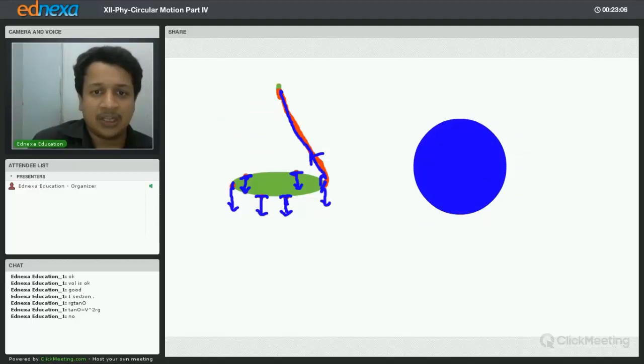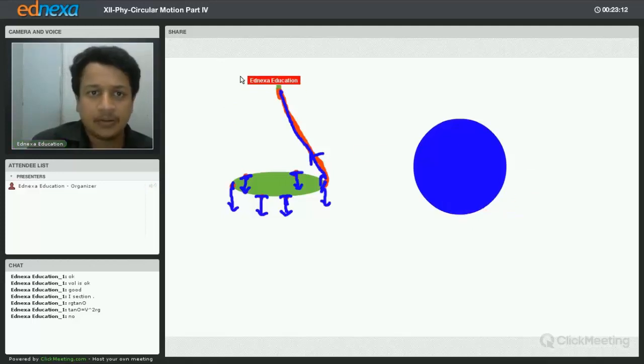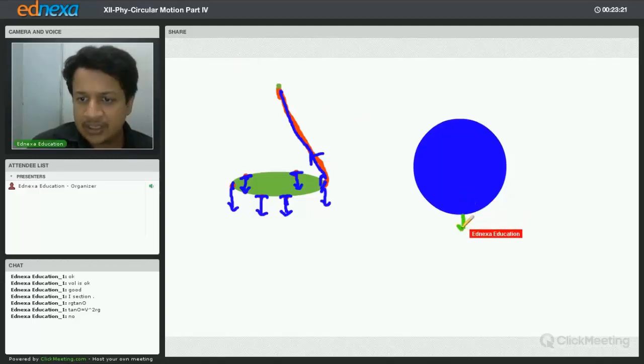what will happen in vertical circular motion? In VCM, over here, weight is going to act in this direction. Is it perpendicular for a small part? Yes.